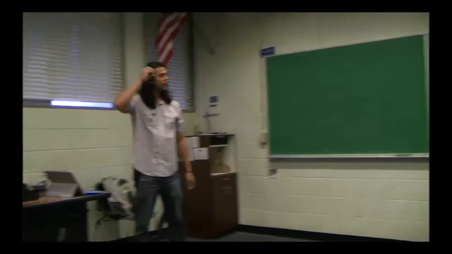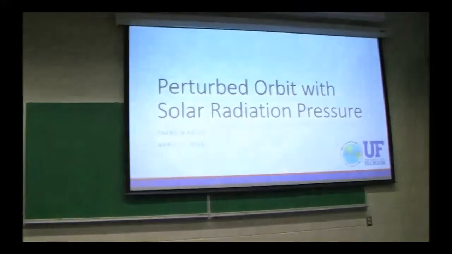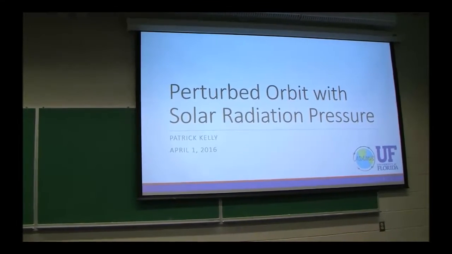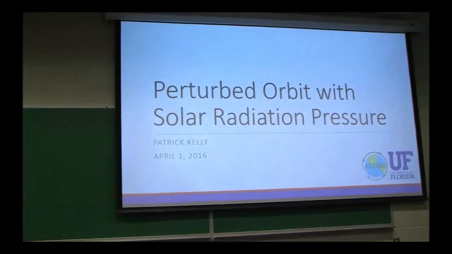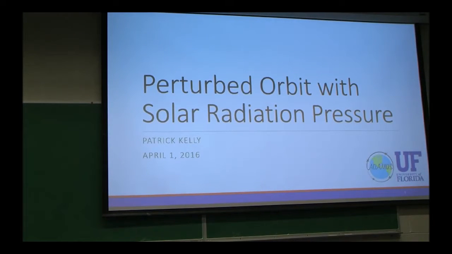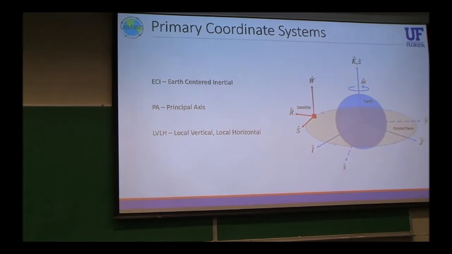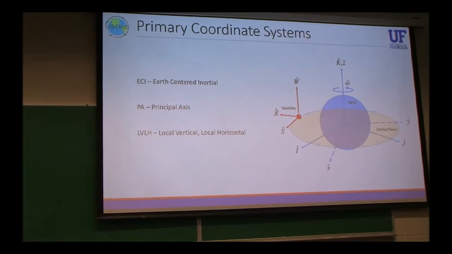All right. So since we're on the topic of perturbed orbits, I suppose, we're moving away from just a simple two-body problem. I'm going to go ahead and lead the discussion here on solar radiation pressure. It's similar to the atmospheric drag that you guys went over a couple lectures ago, in that it's a non-gravitational perturbation. And I'll start off with a little review here of some of the important coordinate systems that we're going to be dealing with.